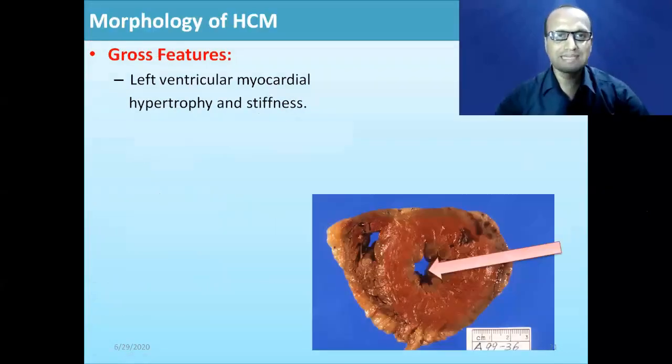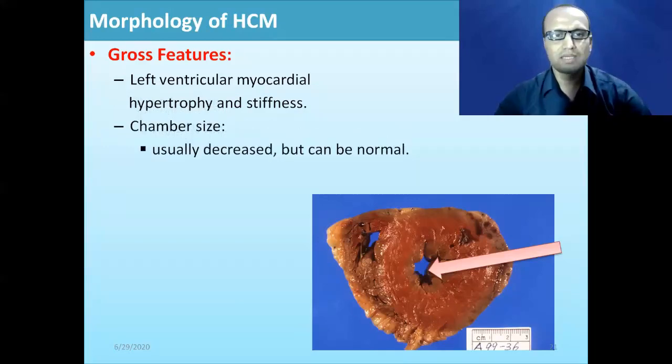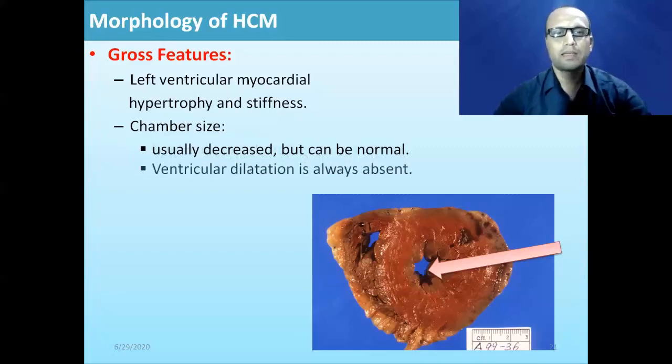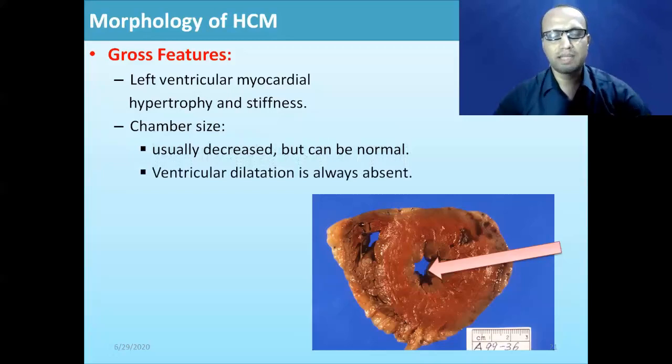Now, the morphological changes that occur in the heart in hypertrophic cardiomyopathy. The left ventricular wall is thickened because of myocardial hypertrophy. The thick myocardium is stiff because of myocardial hypertrophy. The chamber size of the left ventricle is usually decreased. In very few cases, it can be normal. Ventricular dilatation is absent, except in end-stage HCM.